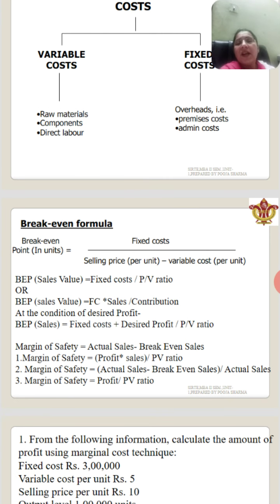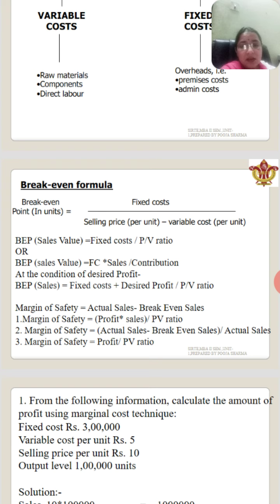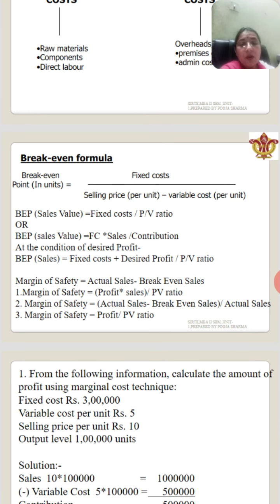Second method, the algebraic method, is when the company calculates the break-even point with the help of a formula. The following formula can be used by the company to calculate the break-even point. When the company has to calculate the break-even point in terms of units, fixed cost should be divided by the selling price minus variable cost. Selling price minus variable cost, the difference between the selling price and variable cost, is known as the contribution for the company. It is also known as the contribution.